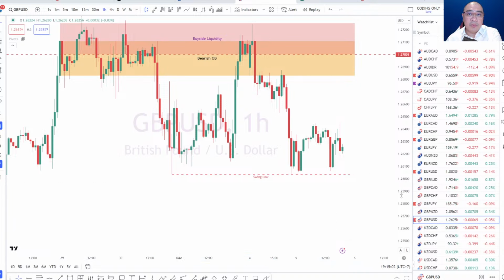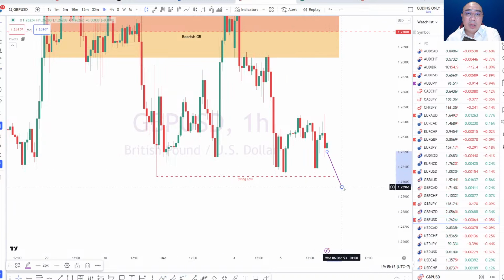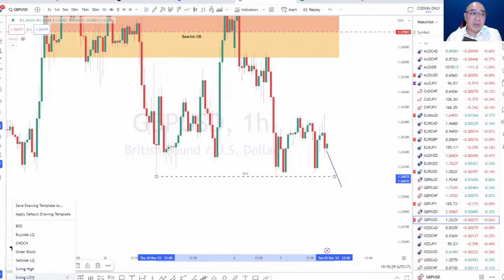So if we are looking at the pound USD, what can we identify? We could potentially be looking at a break of structure on the swing low here. If price dips down below the swing low, it could potentially create a bit of a trend continuation to the downside, and this would shift into a break of structure. All right, but we're not looking at that as of yet, so we're still going to label this as a swing low.